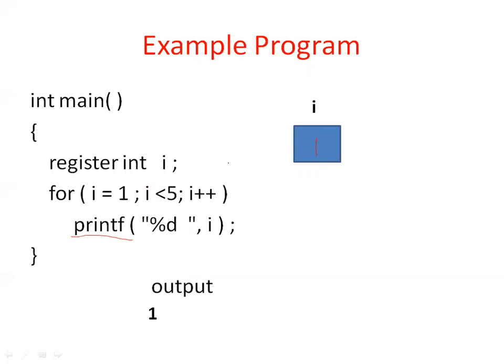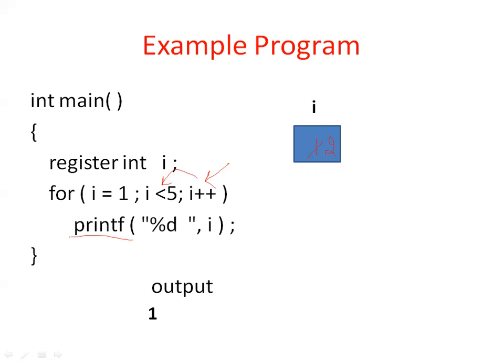Then control goes to this increment section, I++. So I becomes 2 now. Inside the storage of I, the value of I now contains the number 2. Then it checks the condition. Control goes to the condition testing section. So 2 less than 5, true.